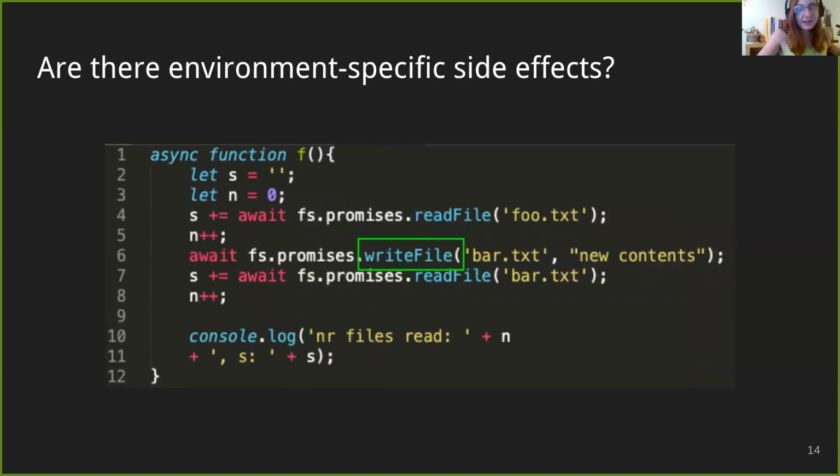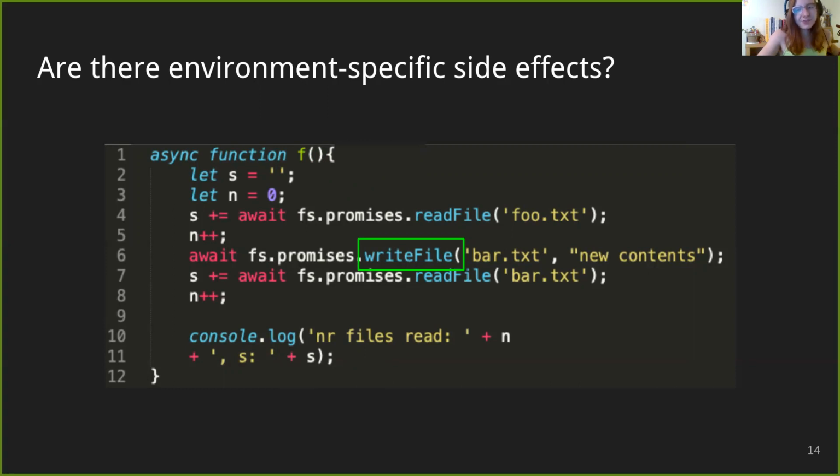We also need to keep track of environment-specific side effects. By environment, I mean the environment of a particular source of asynchronous IO. This is the same example as before, but now I've added a writeFile. Here we see that now we're writing to file bar.txt before we're reading it. So if we were to change the order of execution of the readFile and the writeFile, that would change the behavior of the program. Then it would be an invalid refactoring.